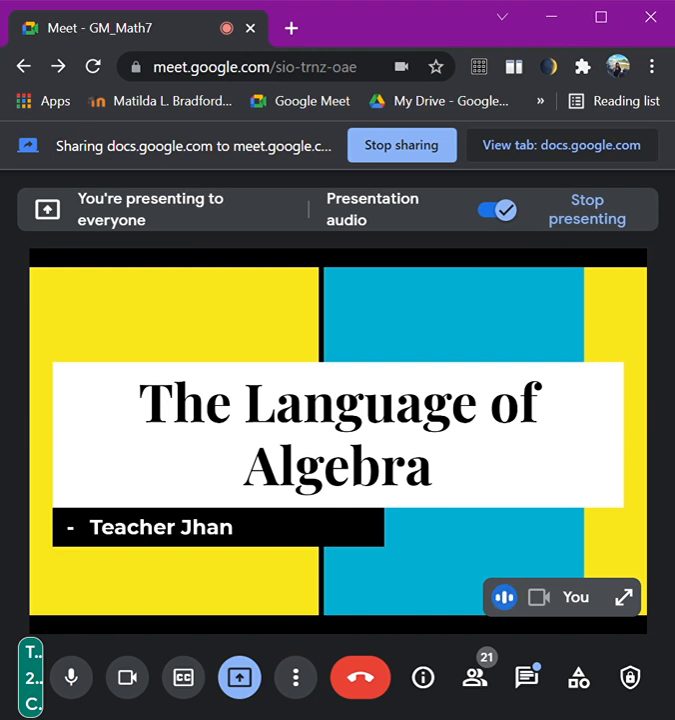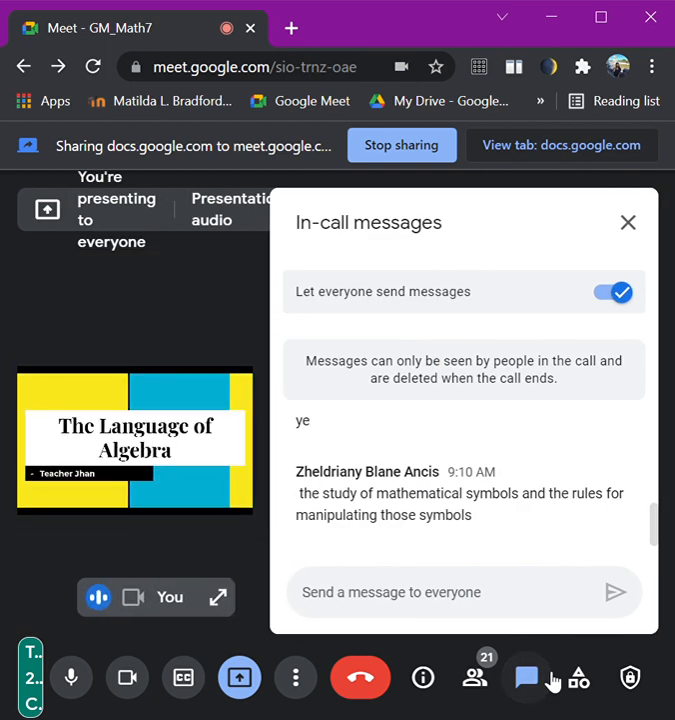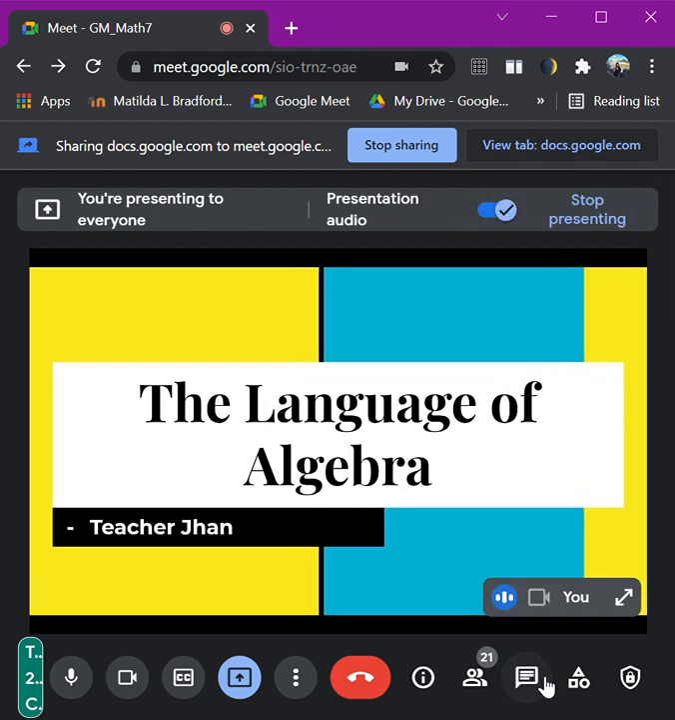Okay, so we have here the language of algebra. And then we have, from ANSYS, algebra means the study of mathematical symbols and the rules for manipulating those symbols. Okay, so we have the keyword there, which is symbols. So we are going to come across some symbols, and then you are going to know how we are going to use those symbols and what those symbols represent in our subject. Okay, very good for that.